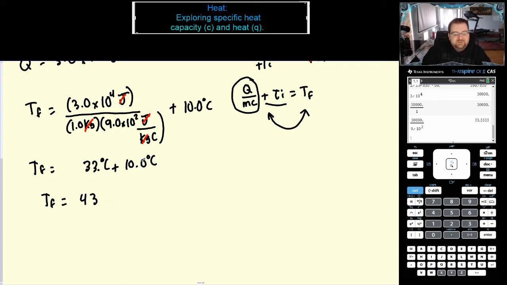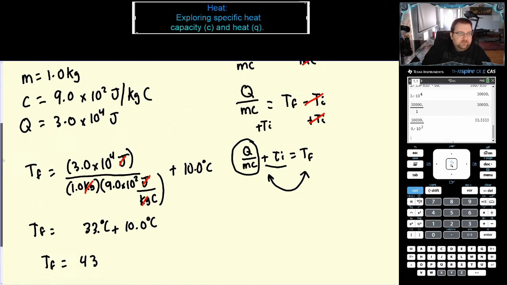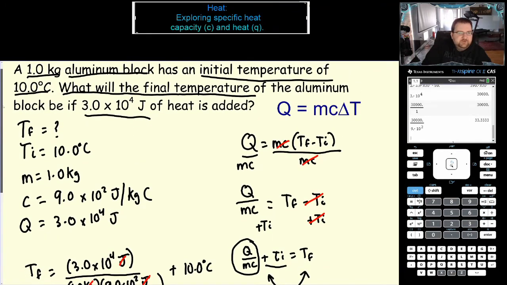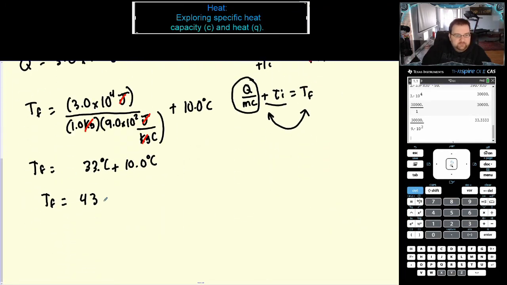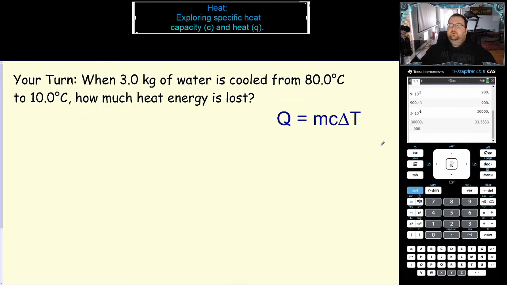When you add digits, you use the number of decimal places. So that was 10.0, right? In the question? Yep. So this is going to be 43.0 degrees Celsius. And there you go. So now we're going to do 2 where you guys are going to do the work. This first one is an easy one, like the first one I did.